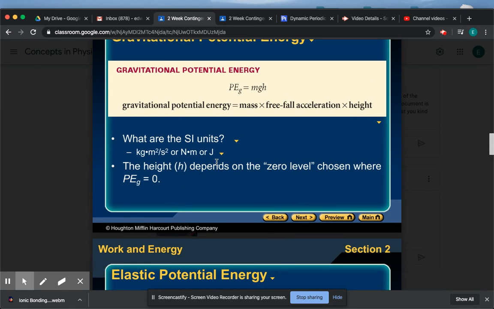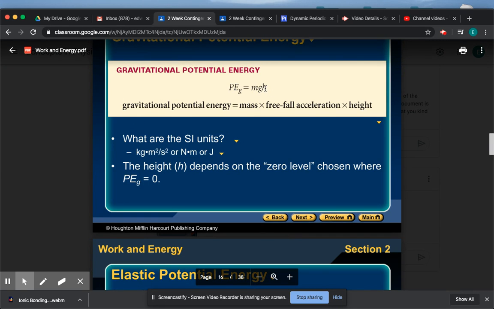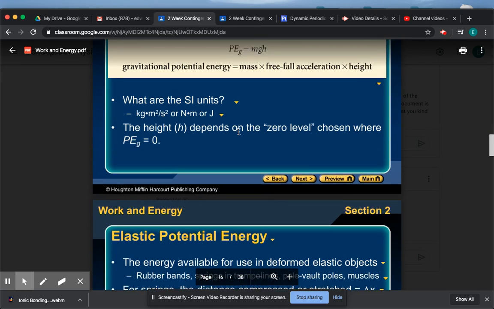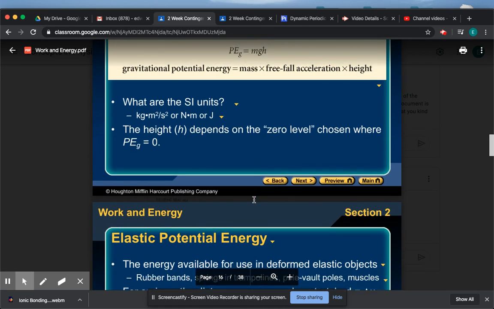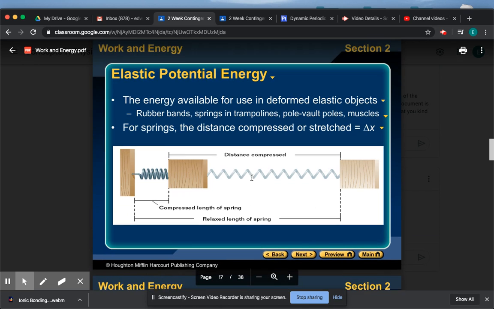If height is equal to 0, it depends on what you're calling 0, because you can have 0 be at different heights depending on the diagram or situation you have it in. But if you don't have any height, you don't have any potential energy. So then you call that 0. Usually we call the ground floor the 0 level.